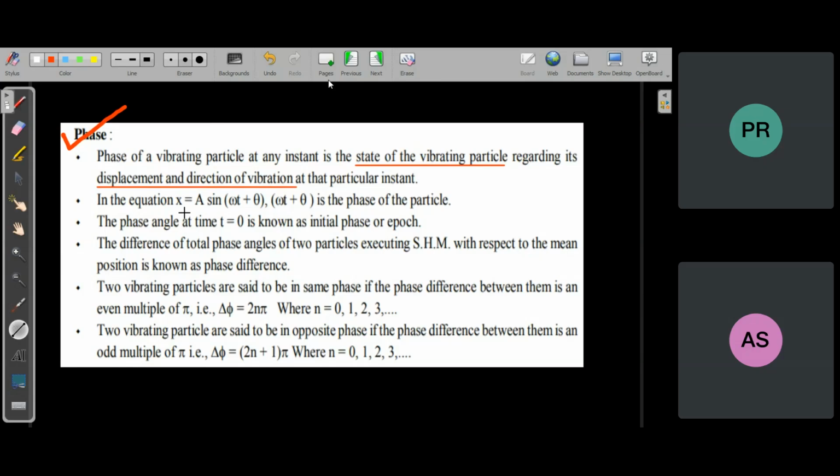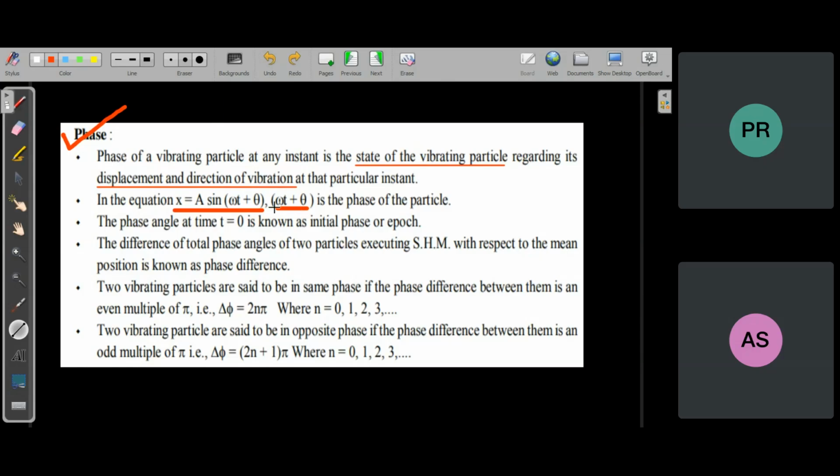Now, general equation of SHM is x equal to a sine (omega t plus theta). Any equation in this form will represent an SHM. Now here, the angle with the sine, that is omega t plus theta, this is nothing but phase of the particle.